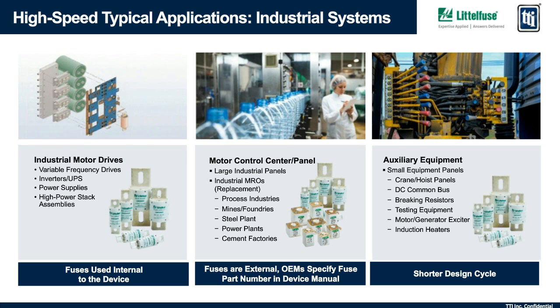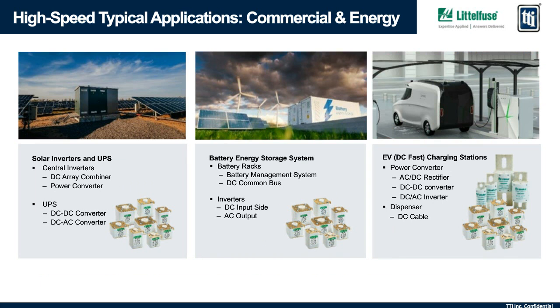The second category we group these in would be commercial and alternative energy. So that would be solar inverters and UPSs, so central inverters for DC array combiners or a power converter, and also UPSs, so DC to DC converters and DC to AC converters. They can be used on the input and the output side, depending on the system design.